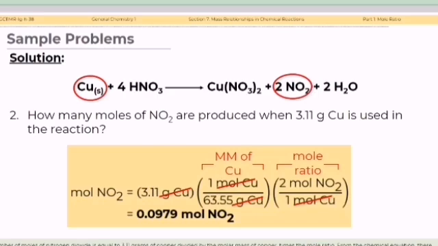Plugging in all values, moles of nitrogen dioxide equals 3.11 grams of copper times 1 mole of copper over 63.55 grams copper times 2 moles of nitrogen dioxide over 1 mole copper. For the answer, we have 0.0979 moles of nitrogen dioxide.